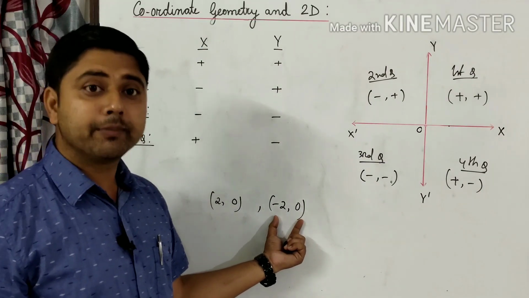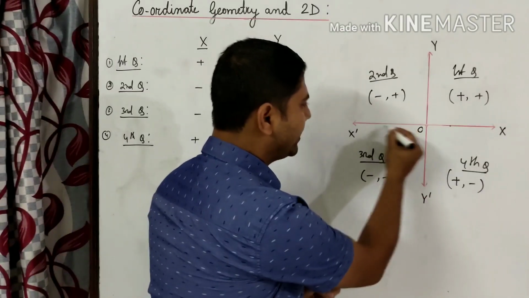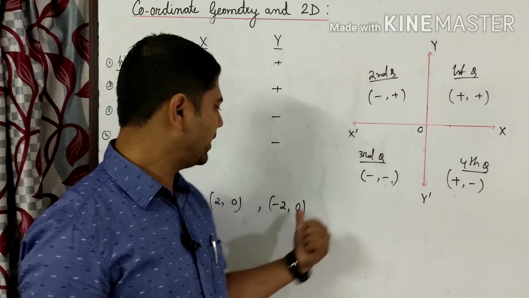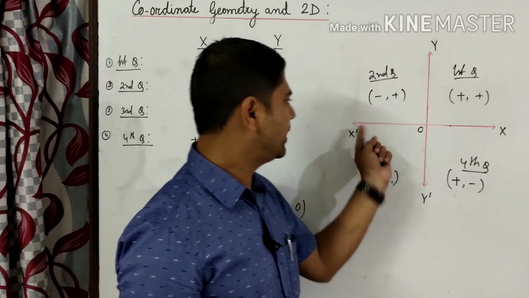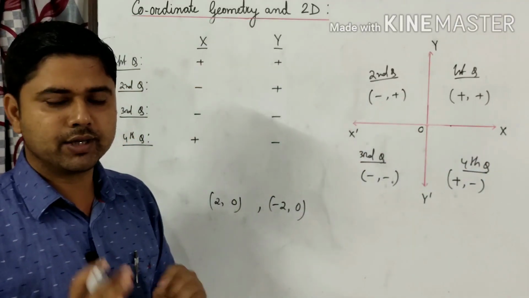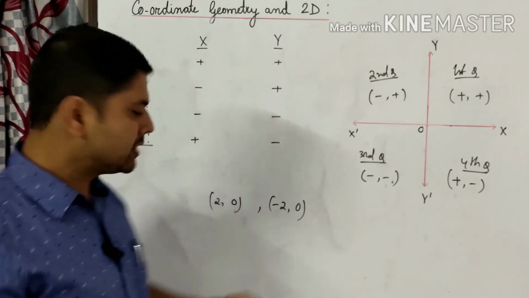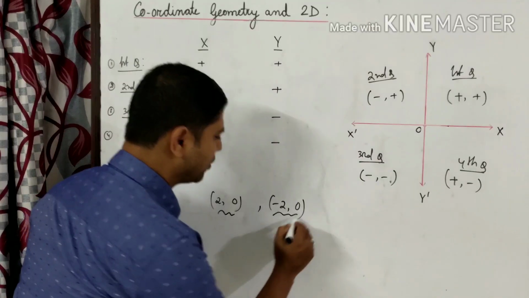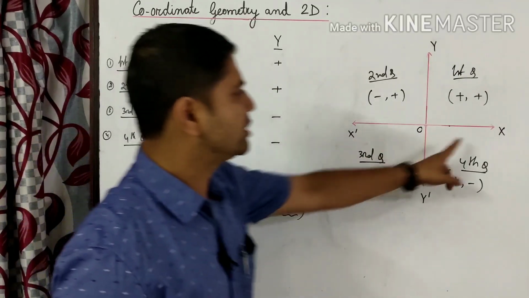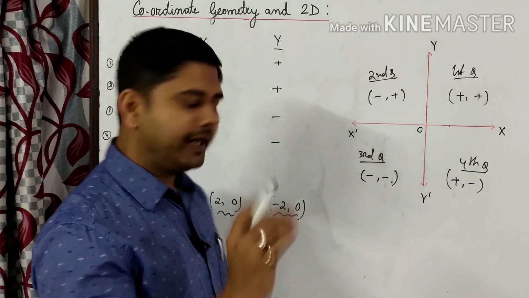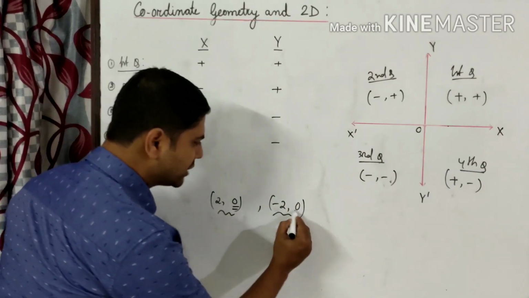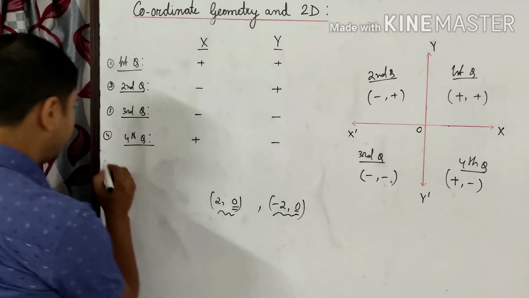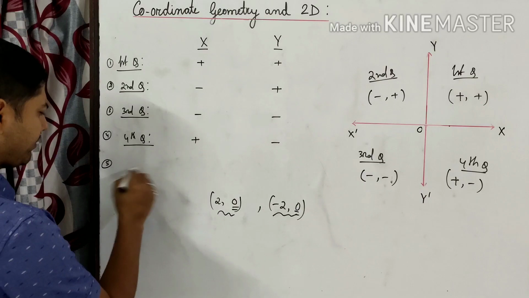Again, when you consider the coordinate minus 2, 0, minus 2 means it is in the negative direction of the x axis, 2 units on this side. But the y coordinate is equal to 0. So where does it lie? On the x axis. When you consider this type of coordinate, that point always lies on which axis? The x axis. That means for a point lying on the x axis, the y coordinate must be equal to 0.